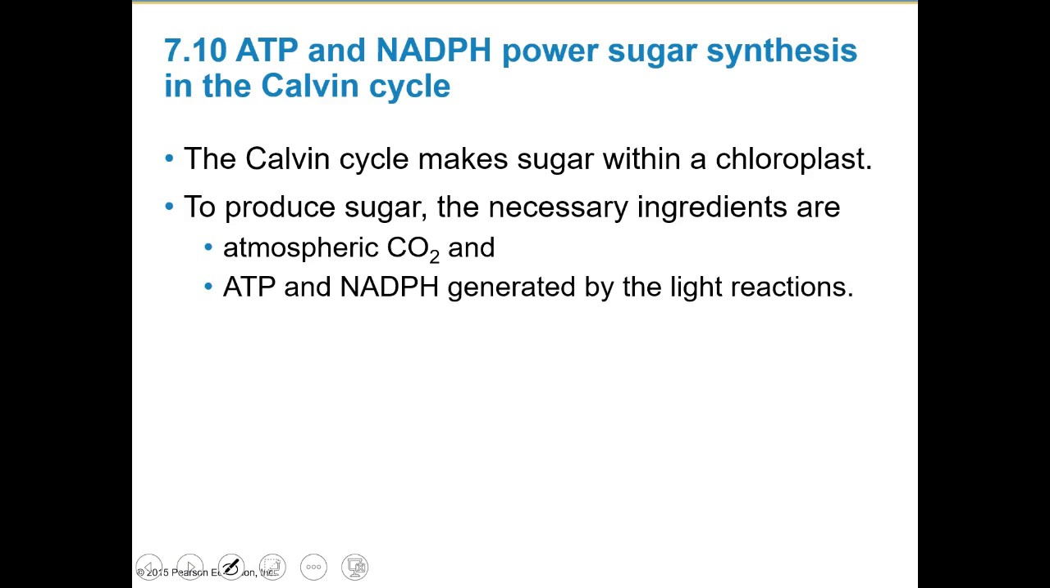So the Calvin cycle, or the light-independent reactions, or the Calvin-Benson cycle, or the dark reactions, it has many names, will make a sugar within the chloroplast. So to produce sugar, the necessary ingredients are our CO2 and those ATP and NADPH that we made in the light reactions. So we need a little bit of the energy, and we need those electrons that we chauffeured in this little process.